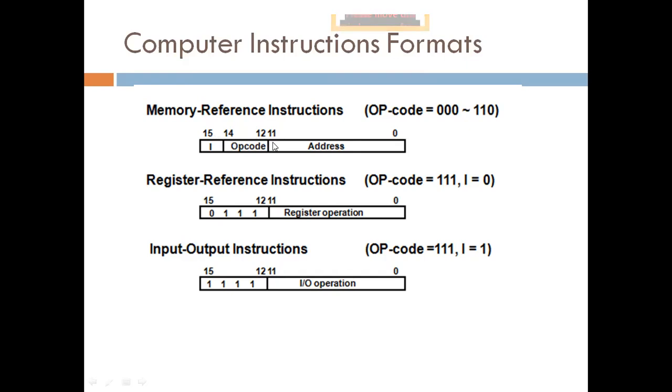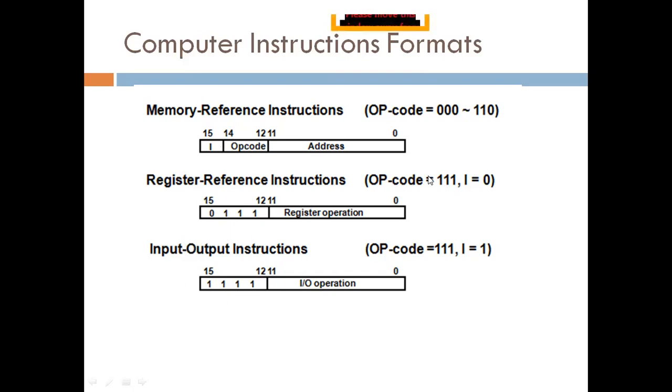Out of the 16 bits, the first 12 bits store the address, then bits 12, 13 and 14 store the opcode, and the last bit stores the value of I. Okay. If the value of bits 12, 13 and 14 is 000 to 110, then it is known as a memory reference instruction. And if the value of the opcode is 111, then it may be a register reference or an input-output instruction. Okay.